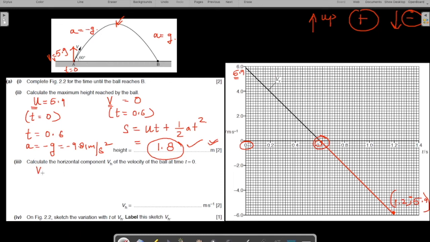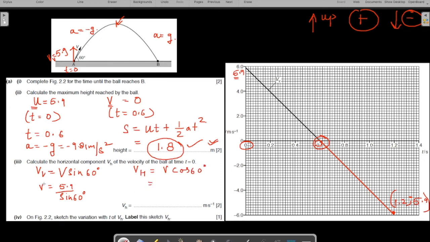What is the vertical component? It is v sine 60. So how much is v? 5.9. We know that the velocity is 5.9 at time t equals 0 over sine 60. So how much is the horizontal component? V cos 60. So how much is v?